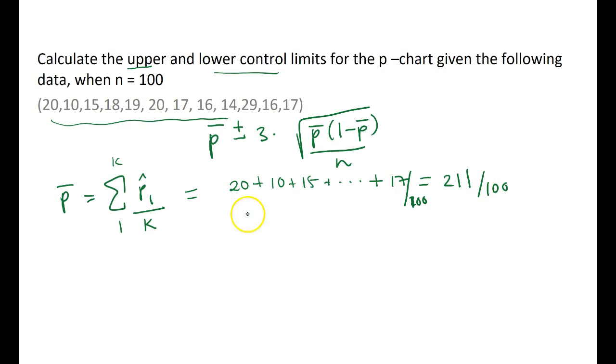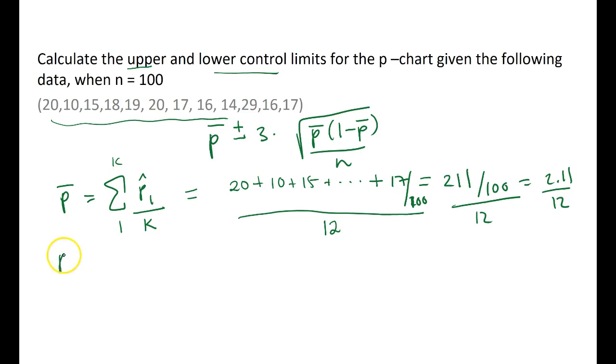Then to take the average, you divide by k, which in this case is 12. There are 12 subgroups, so 211 over 100 divided by 12. This gives me 2.11 over 12, or an average of all the sample proportions equal to 0.1758. All right, now this is pretty straightforward. Basically, I can just plug this into the formula up here.